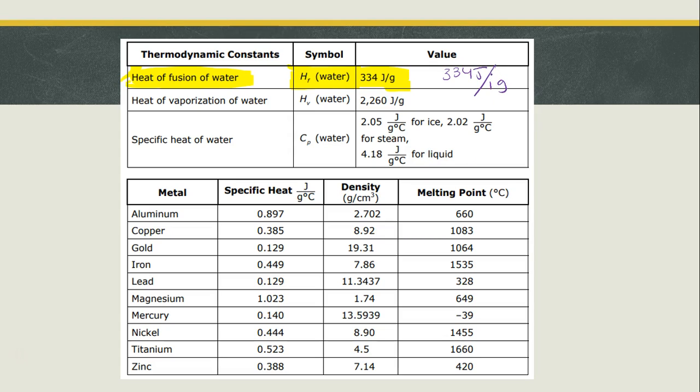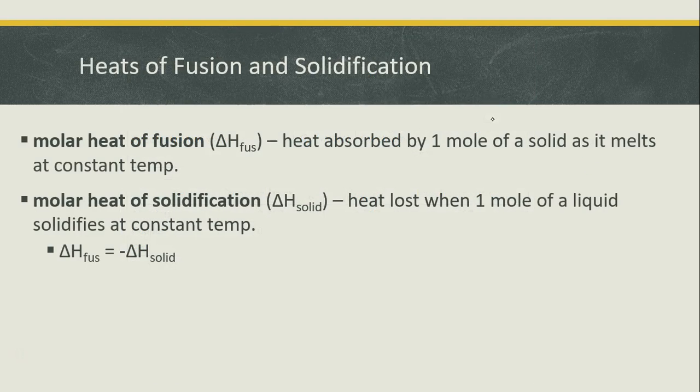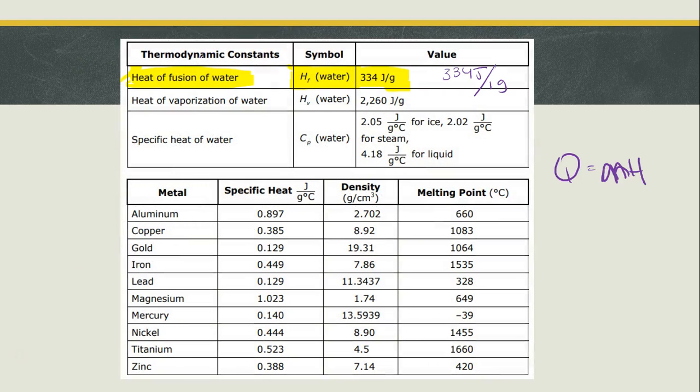water. So if you have the amount of water, so if we have Q is equal to MH, if we have the mass of water in grams and we have this H, we can just multiply them. Now, since there isn't a delta HS, here's what you need to recognize. You need to recognize that they're opposites of each other. So in other words, on your reference table, if the delta HF of water is 334, what that means is that the HS of water is negative 334 joules per gram. It's just the polar opposite of this.